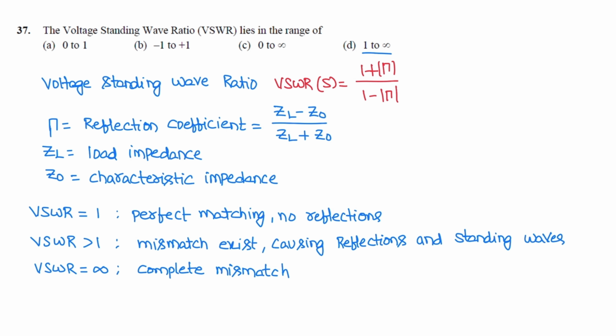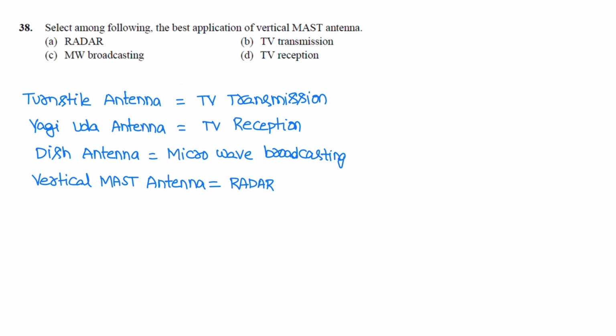Next question. Select among the following the best application for vertical mast antenna. So this vertical mast antenna is used in radar, turnstile antenna used for TV transmission, and for TV reception, Yagi-Uda antenna, dish antenna is used for microwave broadcasting. Correct option is A.